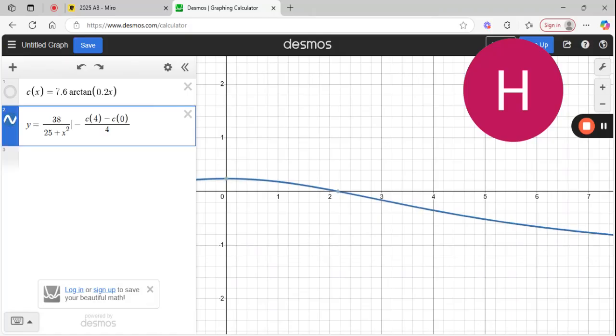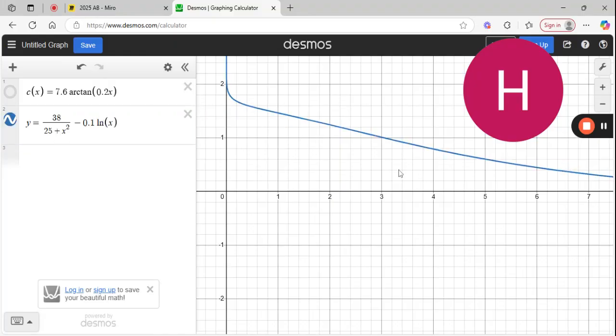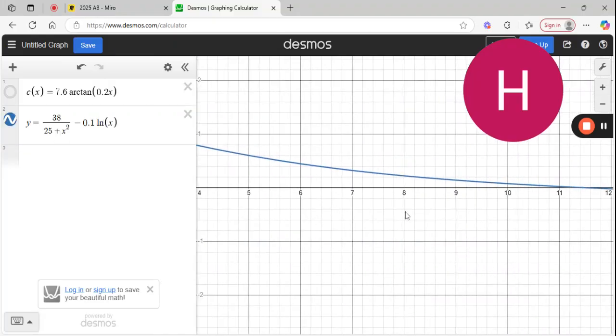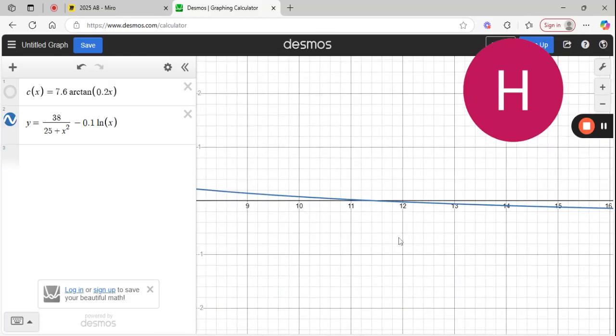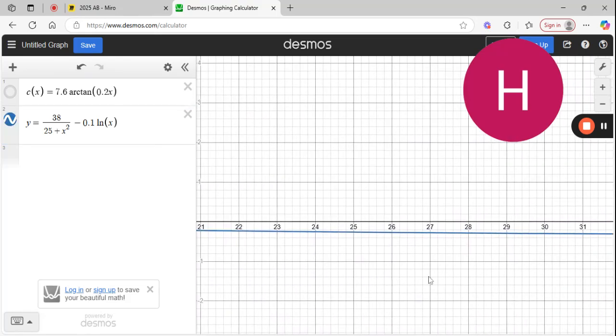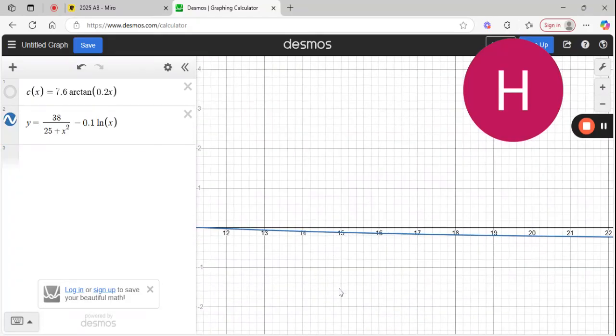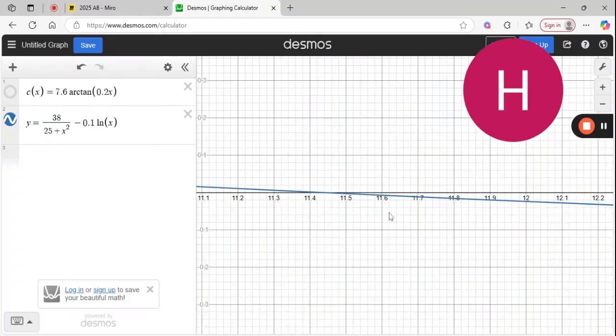So this is going to be c prime. Remember, this was still c prime, 38 over 25 plus x squared. But now we're going to subtract 0.1 ln of x, and we're going to see where from 4 to 36 does that hit 0. Okay, so we definitely get some kind of a point there. It seems to continue going downwards, so we don't have to worry about it crossing again. Just good to make sure that it doesn't cross again.